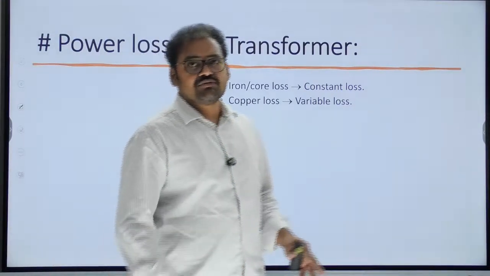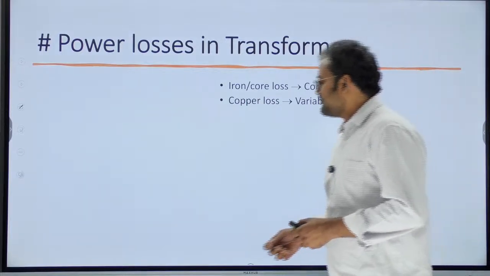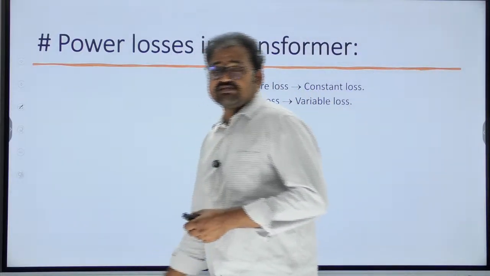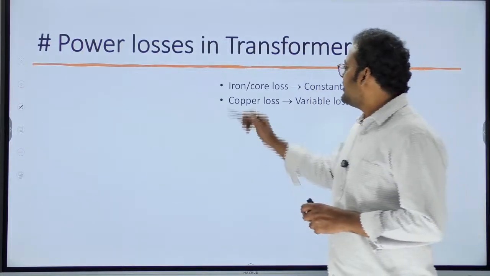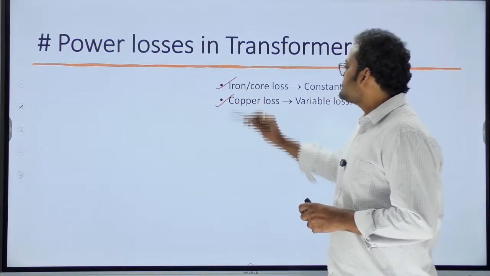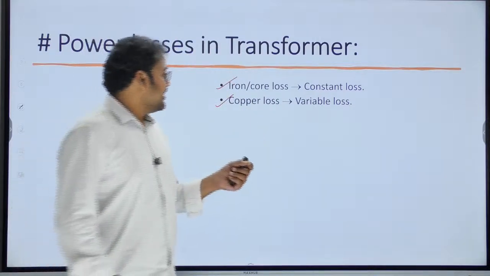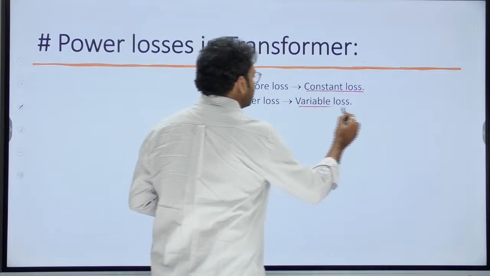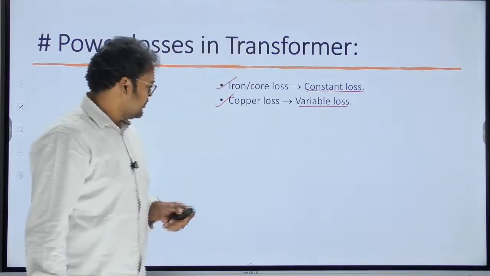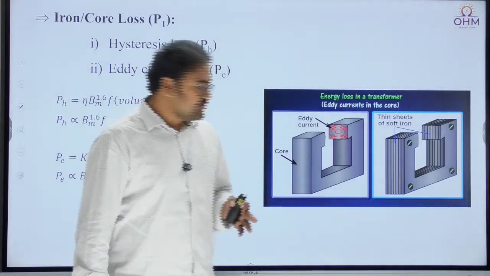All right, so let's see the next concept, power losses in transformer. There are basically two types of major losses we can observe in transformer. One is iron loss, another one is copper loss. Here iron loss is a constant loss from no load to full load, whereas copper loss is a variable loss. Again, iron losses are classified into two types.